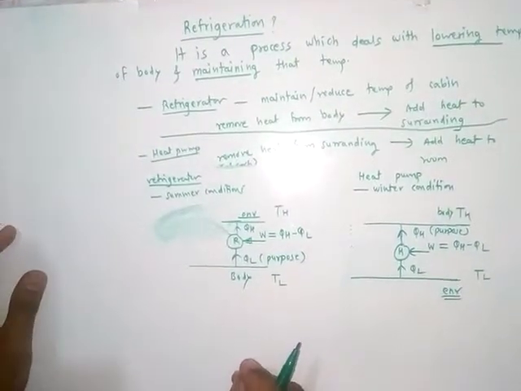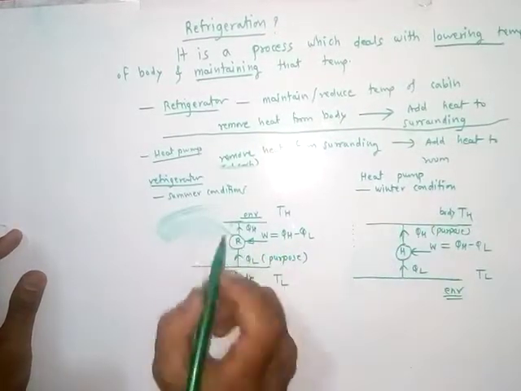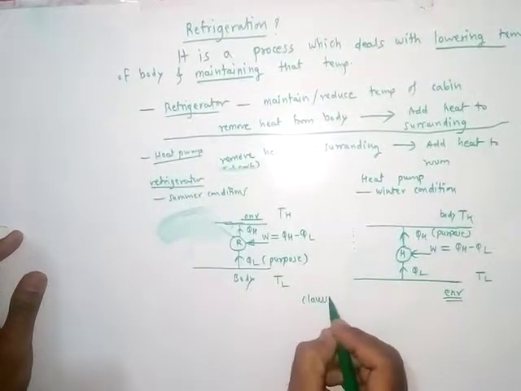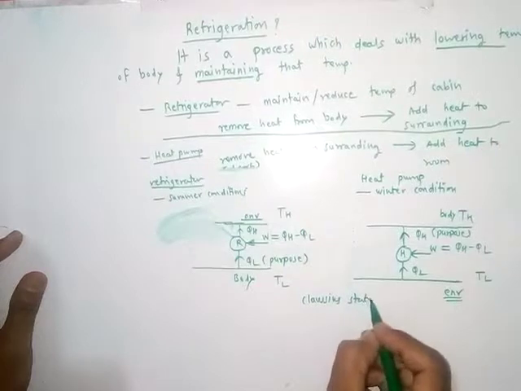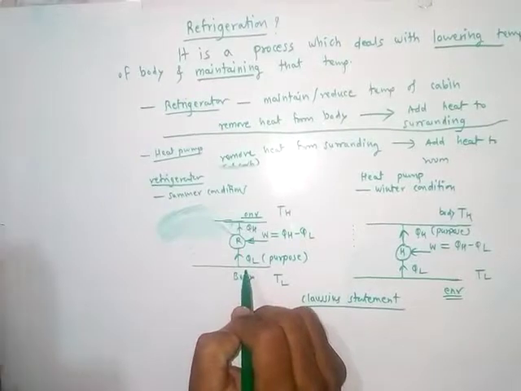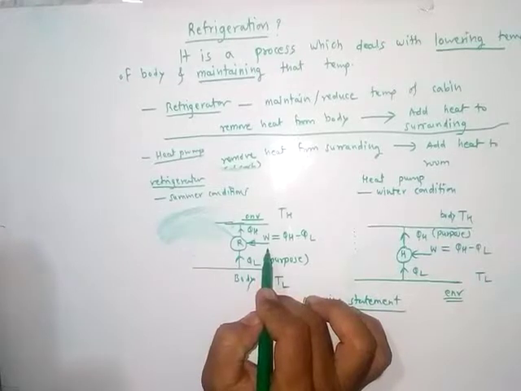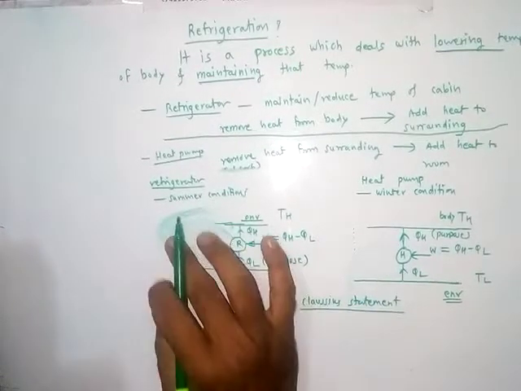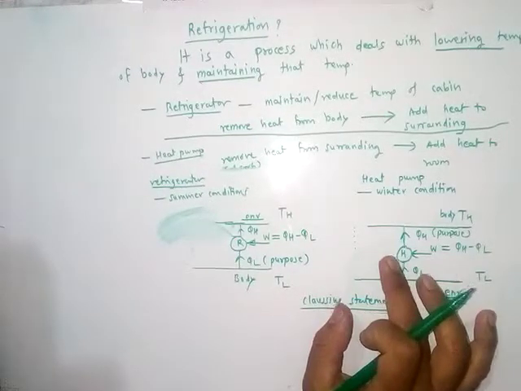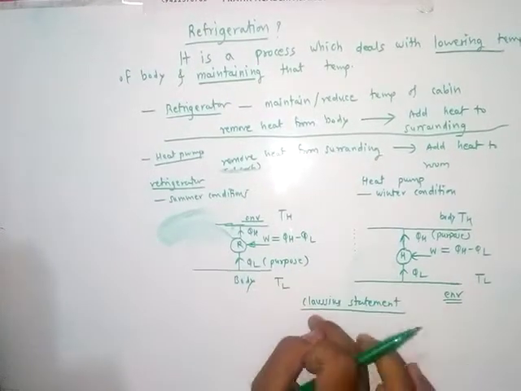Okay, this is the basics of the refrigerator and heat pump. Both are working on the same law. This is the Clausius statement. We know that according to the Clausius statement, to transfer heat from a lower temperature to a higher temperature, we require some external work. Without any external work, this device is not possible. Both are working on the same Clausius statement.